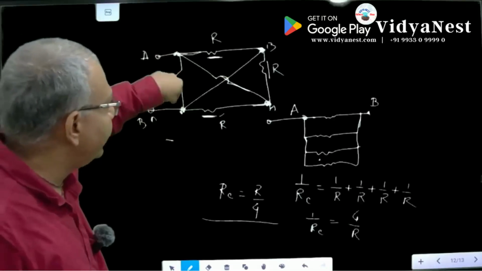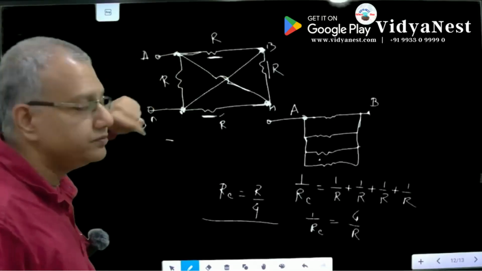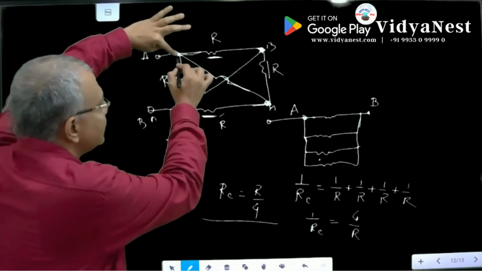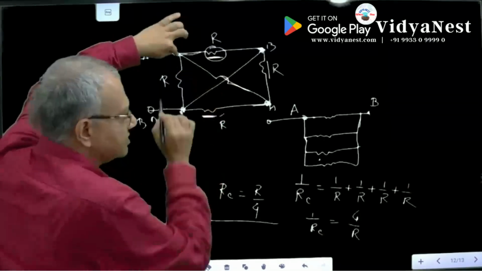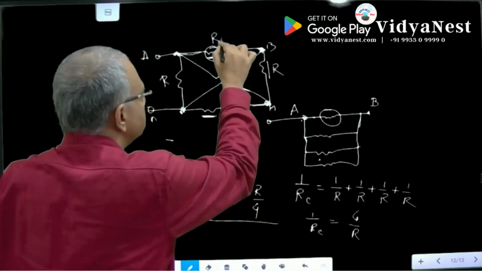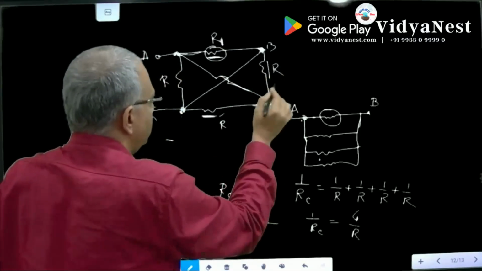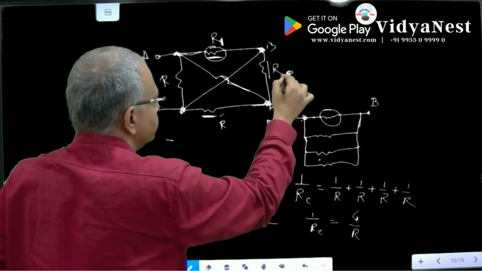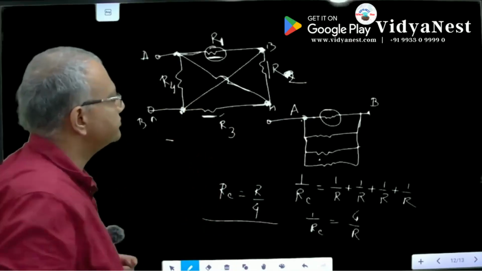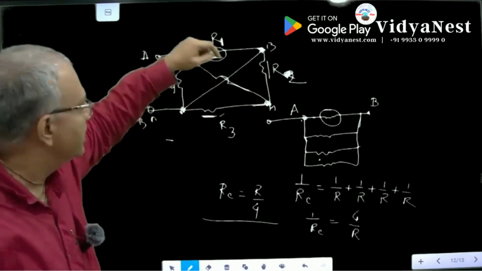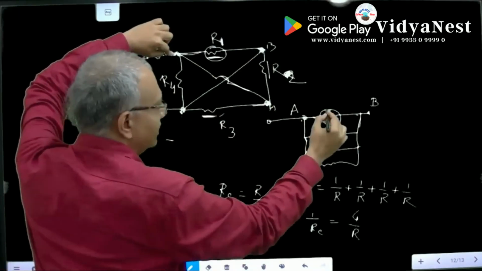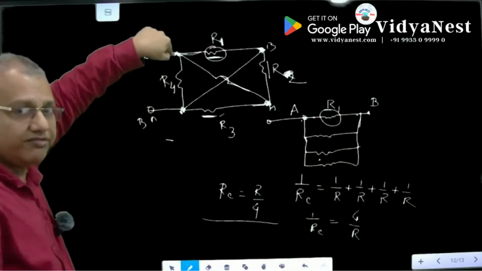If I want to find the equivalent resistance between A and B, you can see that from A to B, I'm going to have this resistance just like this one. Name it R1, this R2, R3, R4, just like this. That's given the name. If I go from A to B and cross B, R1, isn't it fine?